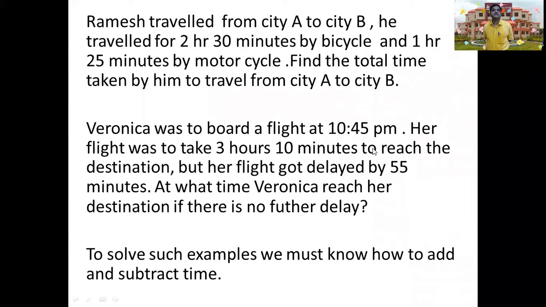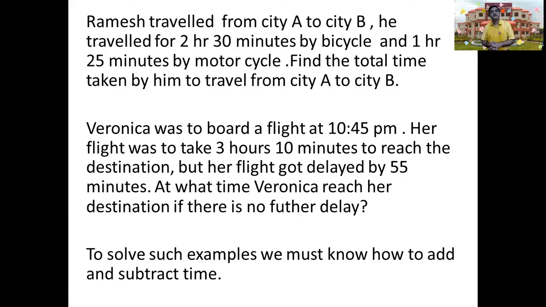See, Ramesh traveled from city A to B. He traveled for 2 hours and 30 minutes by bicycle and 1 hour 25 minutes by motorcycle. Find the total time taken by him to travel from city A to B. So we have to add the time traveled by bicycle and the time traveled by motorcycle in this case.